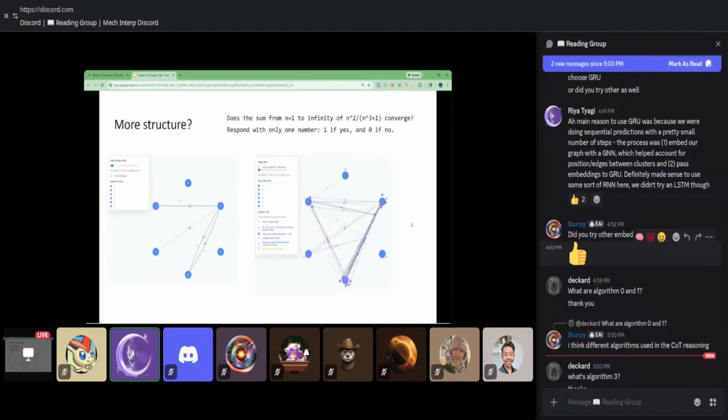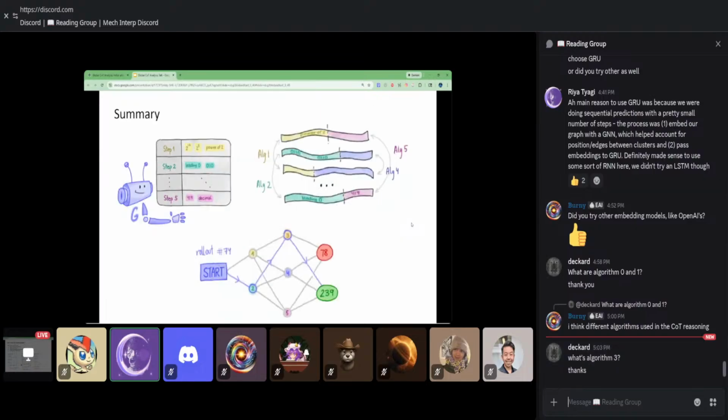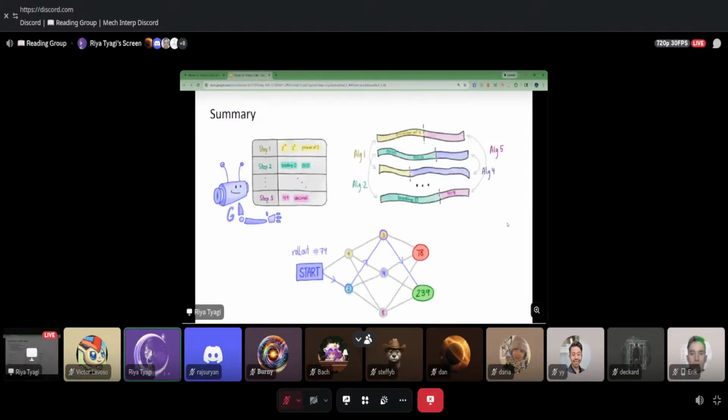Cool. Some other more structures we found that are kind of messy. Yep. So this is a summary of our algorithm clustering method. Basically, first thing we do is produce these algorithm steps and then keywords associated with each of them, this sort of step dictionary. And then we label rollouts by these particular steps. So which parts of the rollouts contain different algorithm steps.